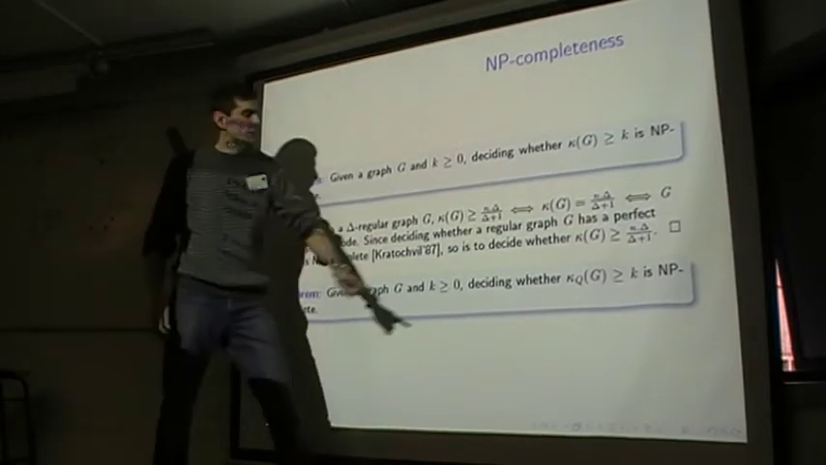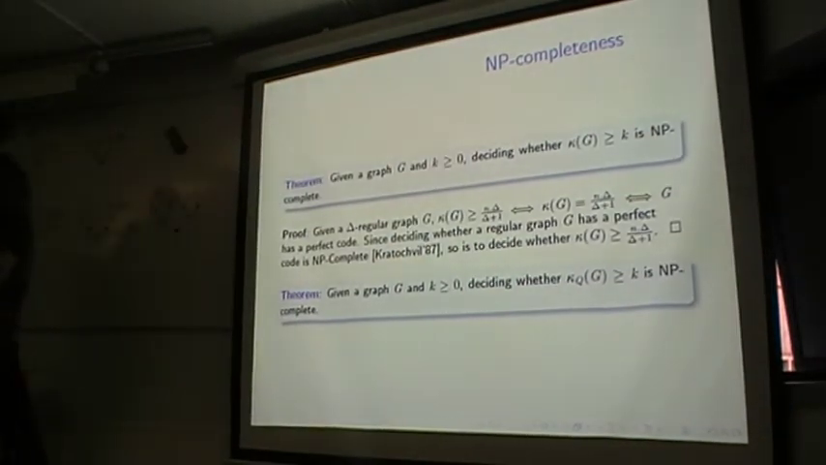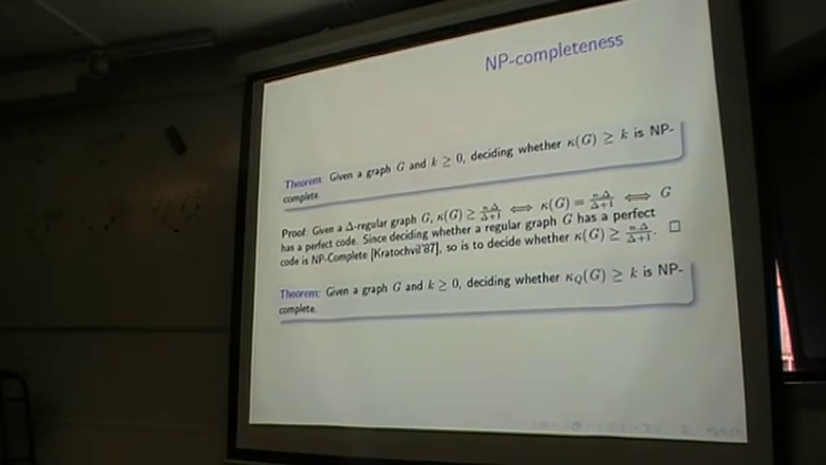And we are interested in fact in the quantum version, that is kappa q of the graph, and using another reduction, we show that it's also NP-complete.